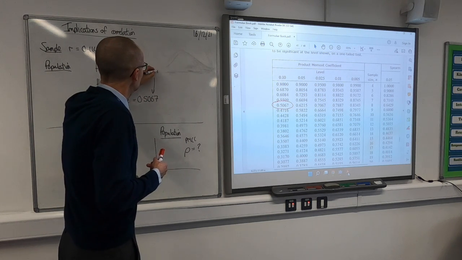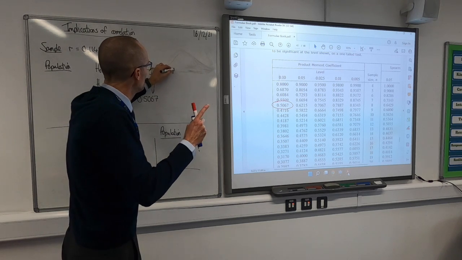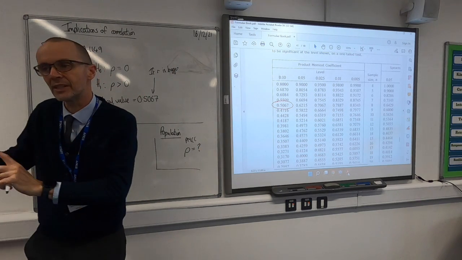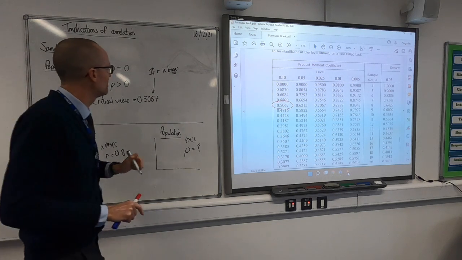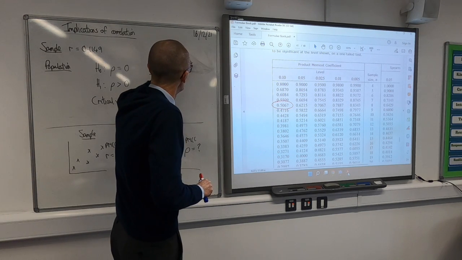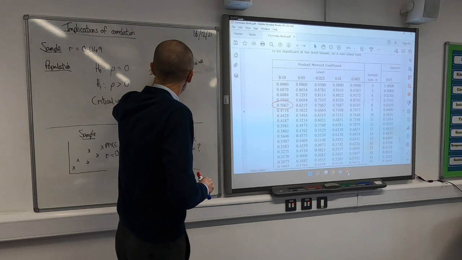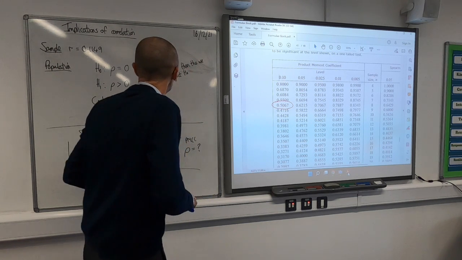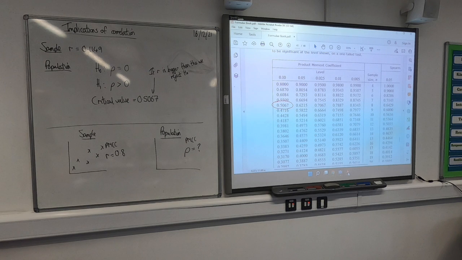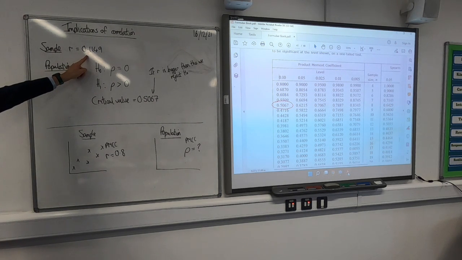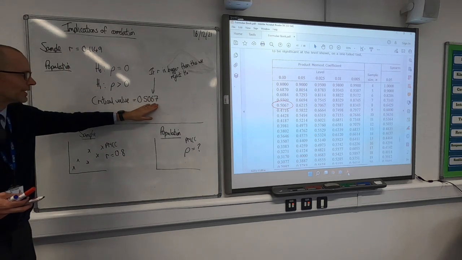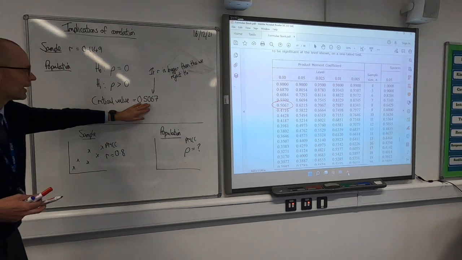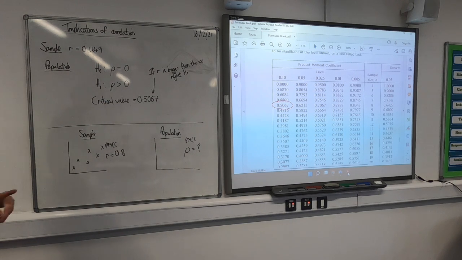So if R is bigger than this, bigger because we're looking for a positive correlation, if we're looking for negative, it would be if it was smaller than that. If R is bigger than this, we reject the null hypothesis. R isn't bigger than this. So this is the point at which I would need to see the value of R in order for me to say, yeah, there's a positive correlation in the population.